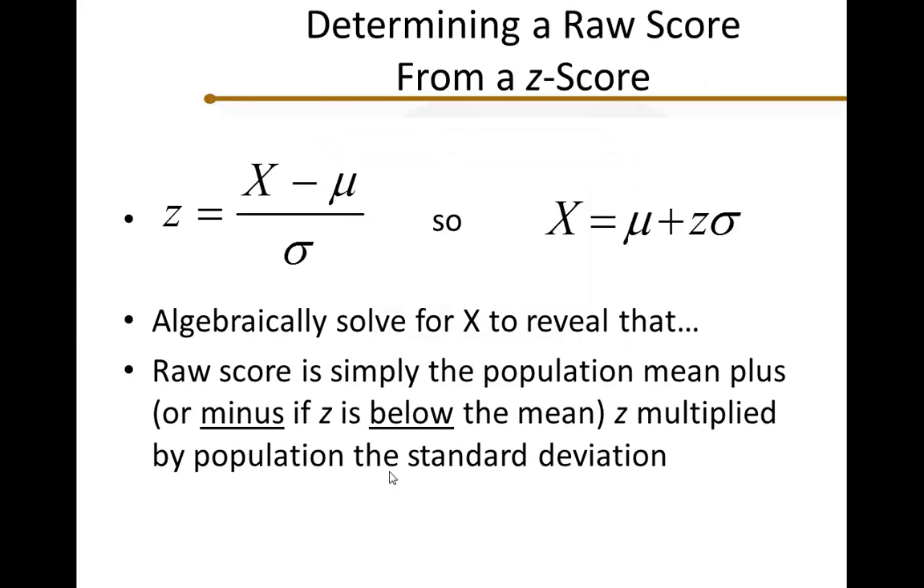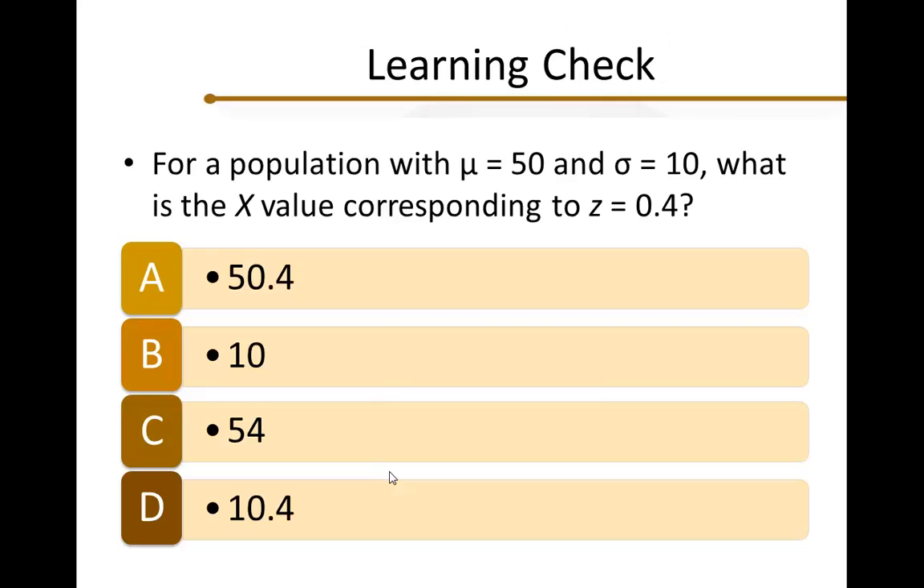Now, using basic algebra, you can transform this. What if you know the z-score, but you don't know your x? You can algebraically solve for x by just rearranging your formula. All right, so let's say we have a population mean of 50 and a standard deviation of 10. What is the x value corresponding to a z of 0.4?